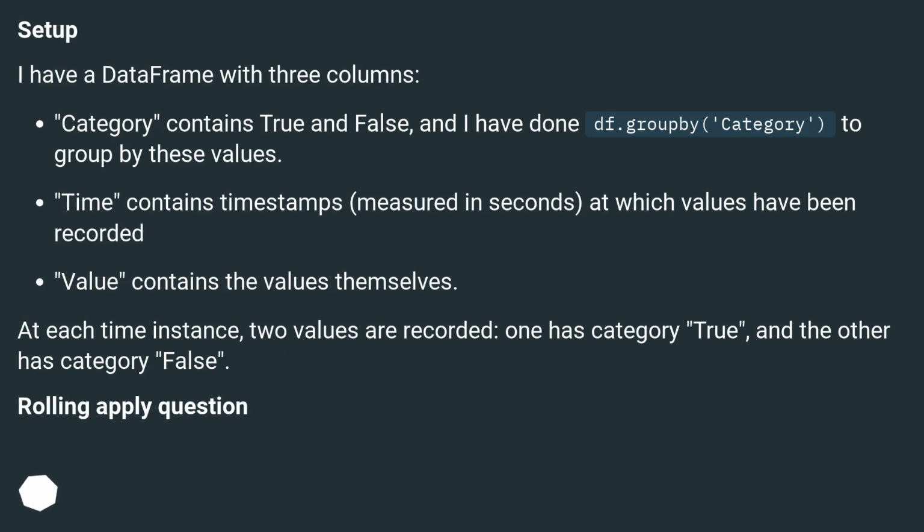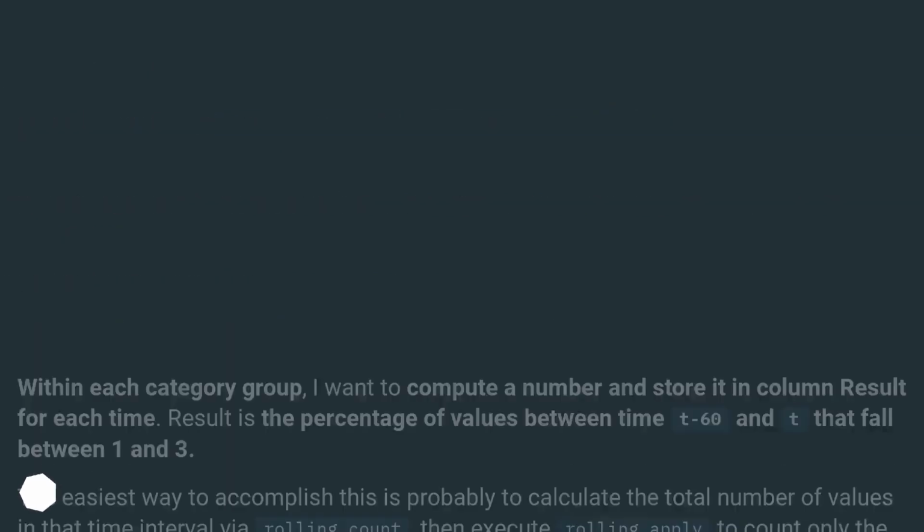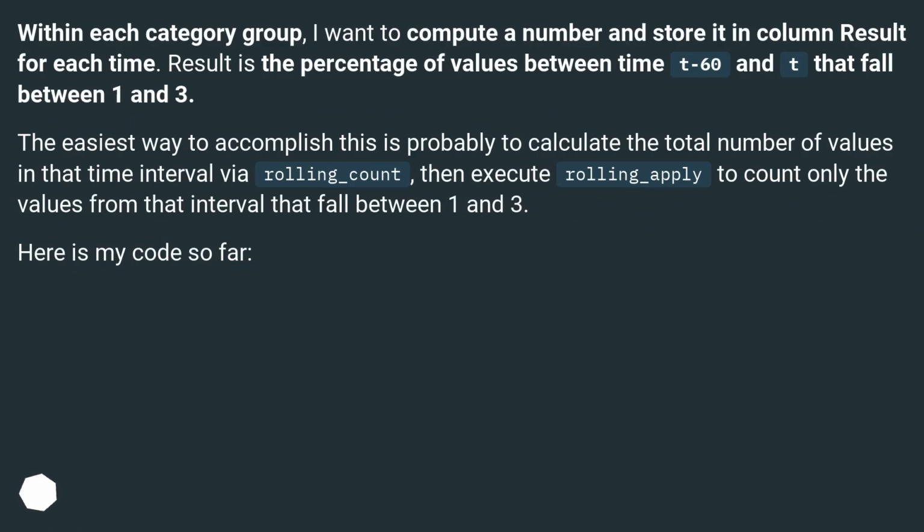Rolling apply question. Within each category group, I want to compute a number and store it in column result for each time. Result is the percentage of values between time t-60 and t that fall between 1 and 3.